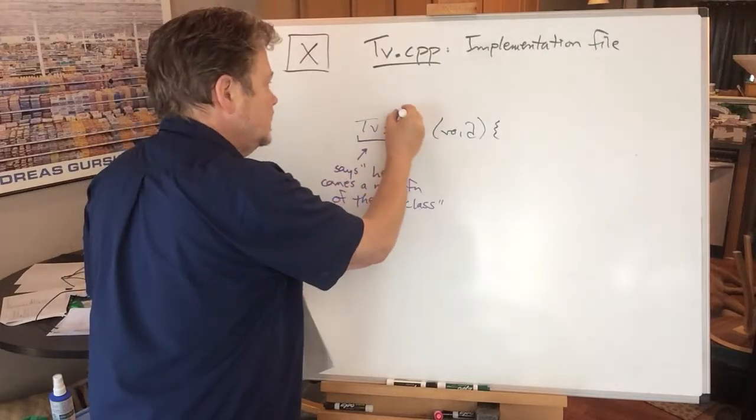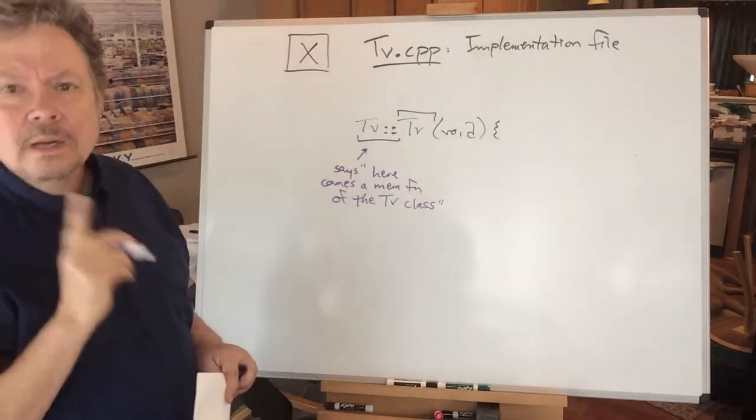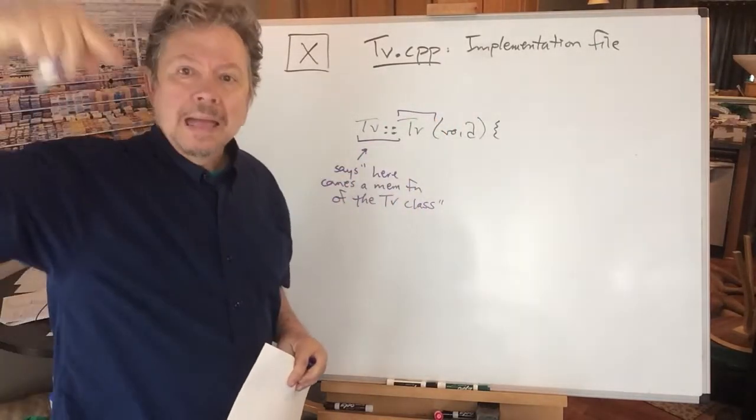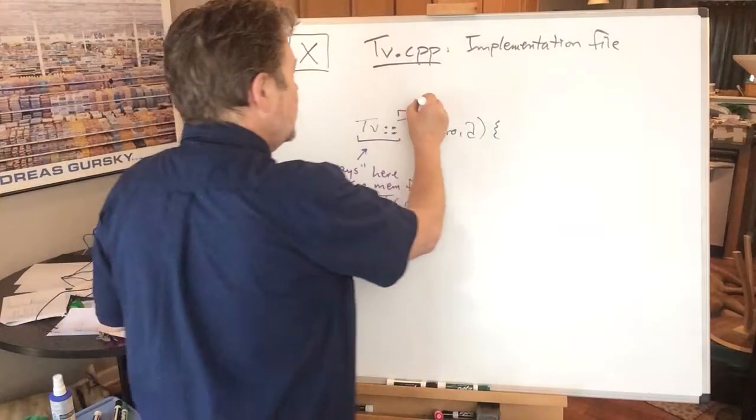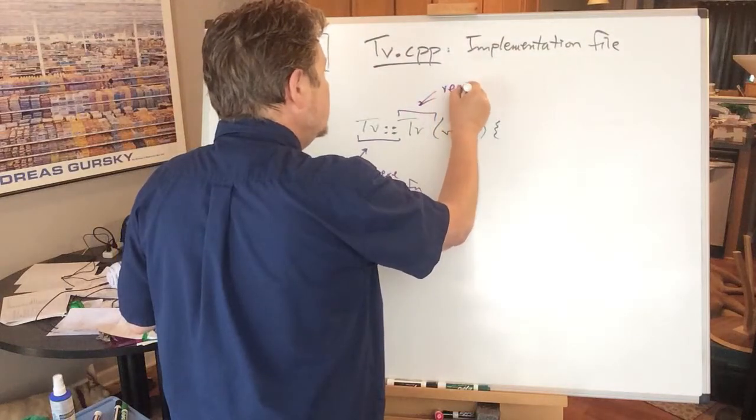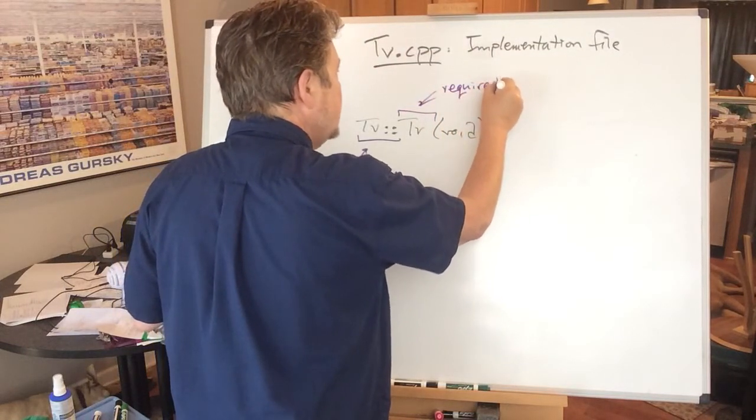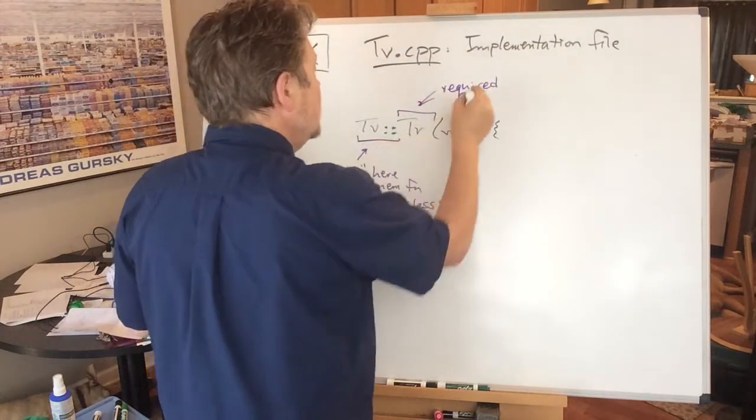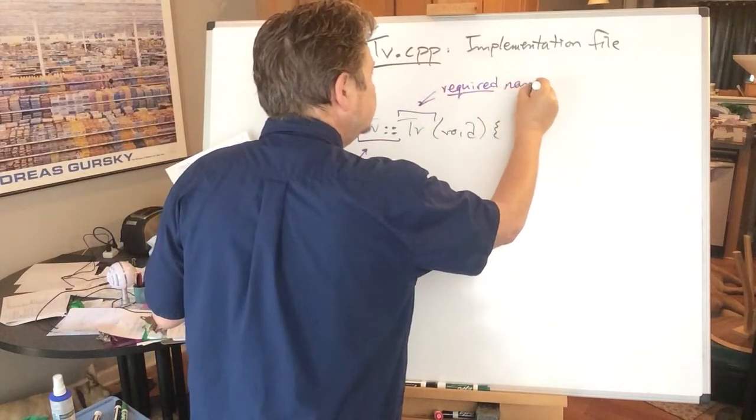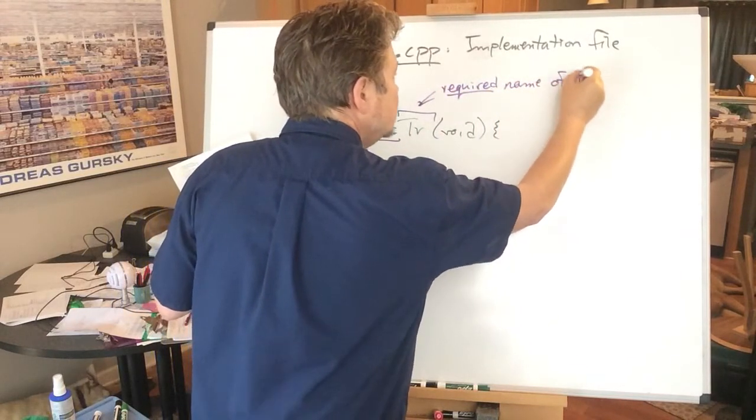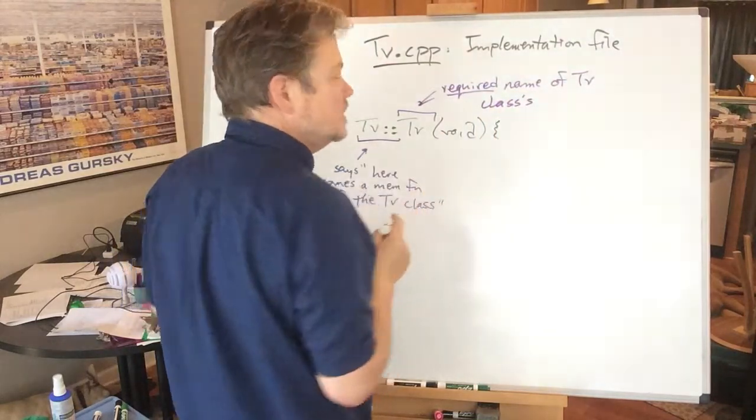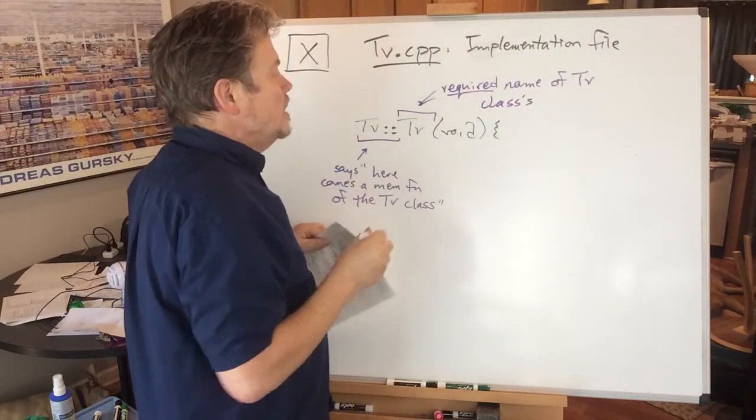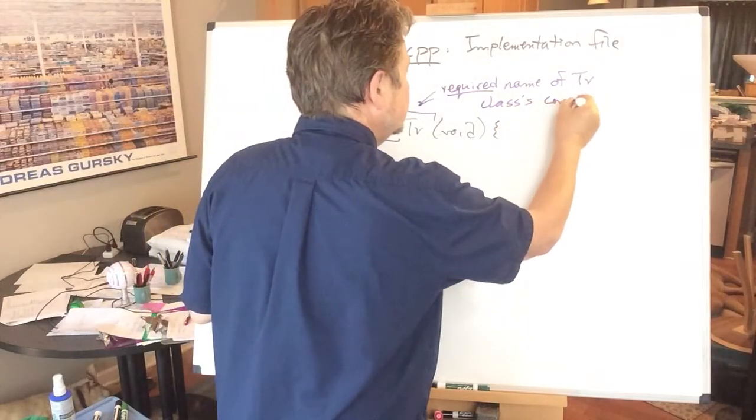This TV means something different. Do we remember? Yes. The name of the constructor has to match the name of the data type. So I'm going to call this required, R-E-Q-U-I. I'm even spelling it out. Ooh, it must be awful important. Required name of TV class's constructor. That's possessive, not plural. Required name of TV class's constructor.